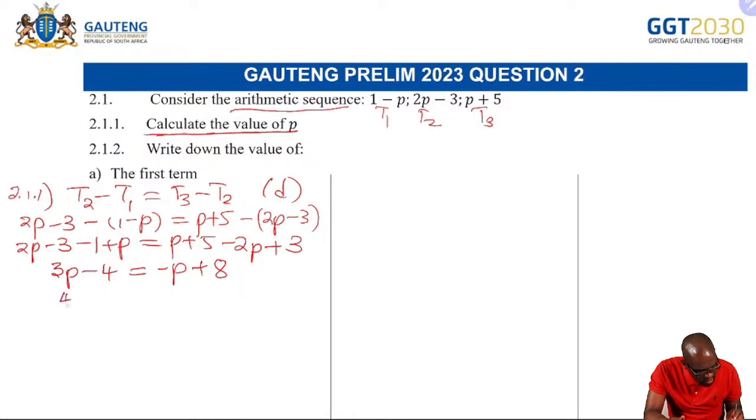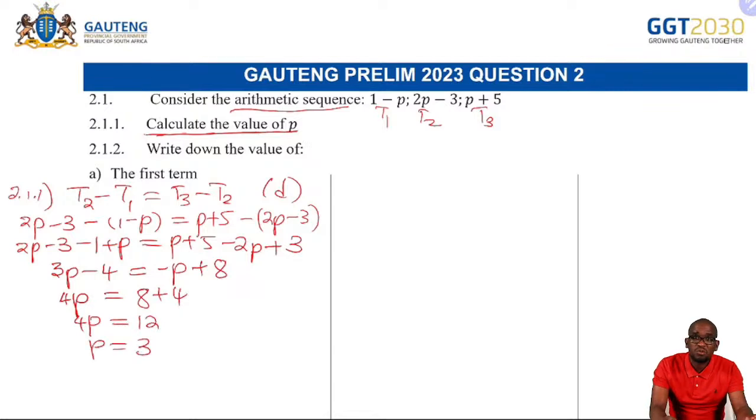We get 4p, because when you take minus p to the left hand side, or you use the additive inverse there, you're going to get 4p, and then this would be 8 plus 4, which is 12, which means that 4p is 12, which means that p is equal to 3. Now you've worked out the value of p there. You got that p is equal to 3.